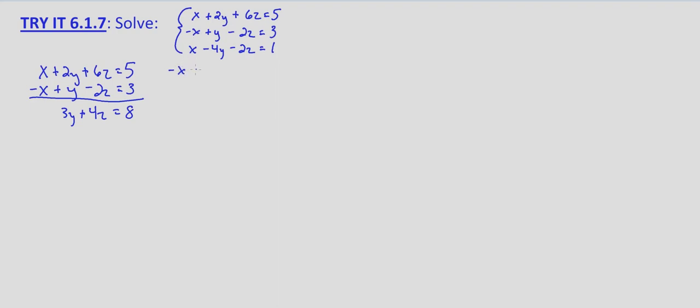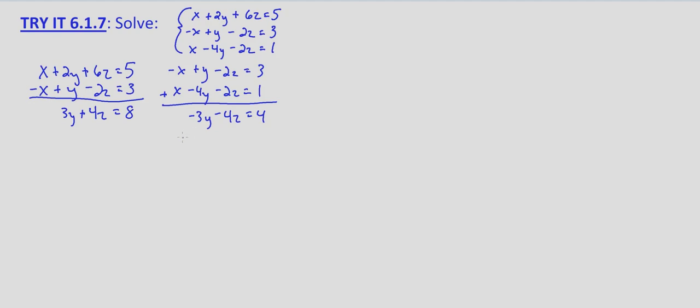So negative x plus y minus 2z equals 3. And x minus 4y minus 2z equals 1. Again, we add the equations because the signs on x are different. The numerical value of the coefficient itself is the same with 1 and negative 1. So negative x plus x equals 0. y minus 4y equals negative 3y. Negative 2z plus negative 2z is negative 4z. And 3 plus 1 equals 4.